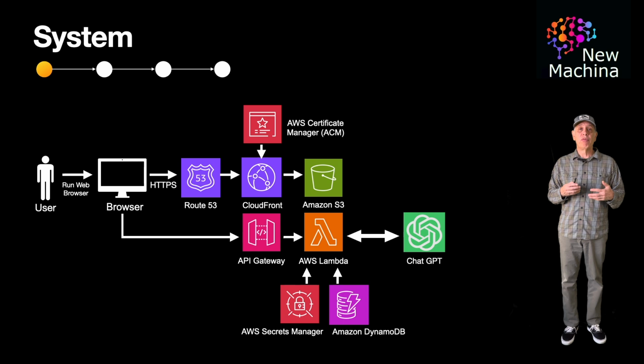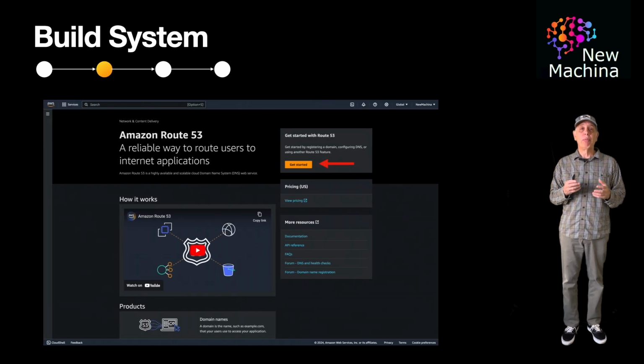So as I shared earlier in this video, I'm going to focus on acquiring my web domain using Route 53 and deploying the web tier of my web chat client into Amazon S3. First, I navigate to the Amazon Route 53 homepage and I click the Get Started button.